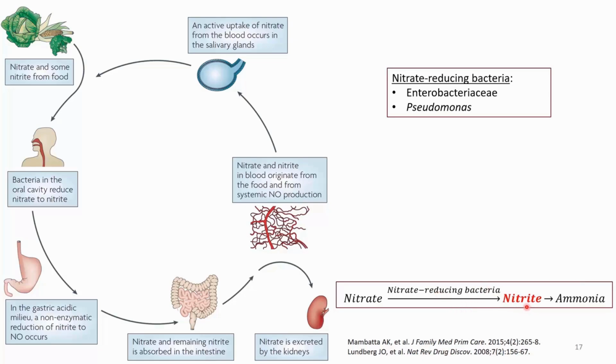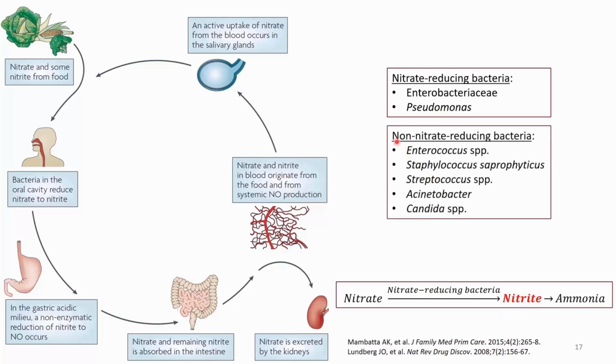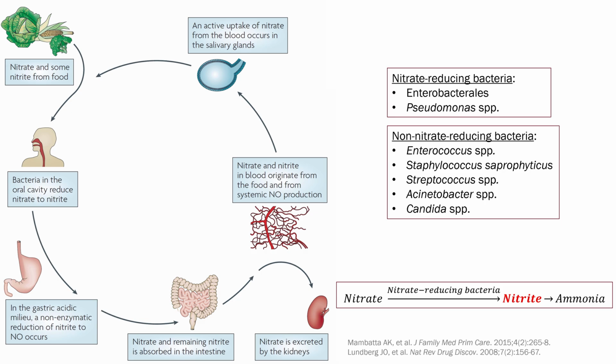Of course, if you don't have bacteria, nitrite would be negative. But if you have too much of nitrate-reducing bacteria, you will also not see nitrite. To make it more complicated, there are also non-nitrate-reducing bacteria. If you have any of these in the urine, they're not going to touch the nitrate, so your nitrite will be negative again. So it's not a perfect test. If nitrite is positive, it suggests that there are bacteria, but if it's negative, you need to keep looking.